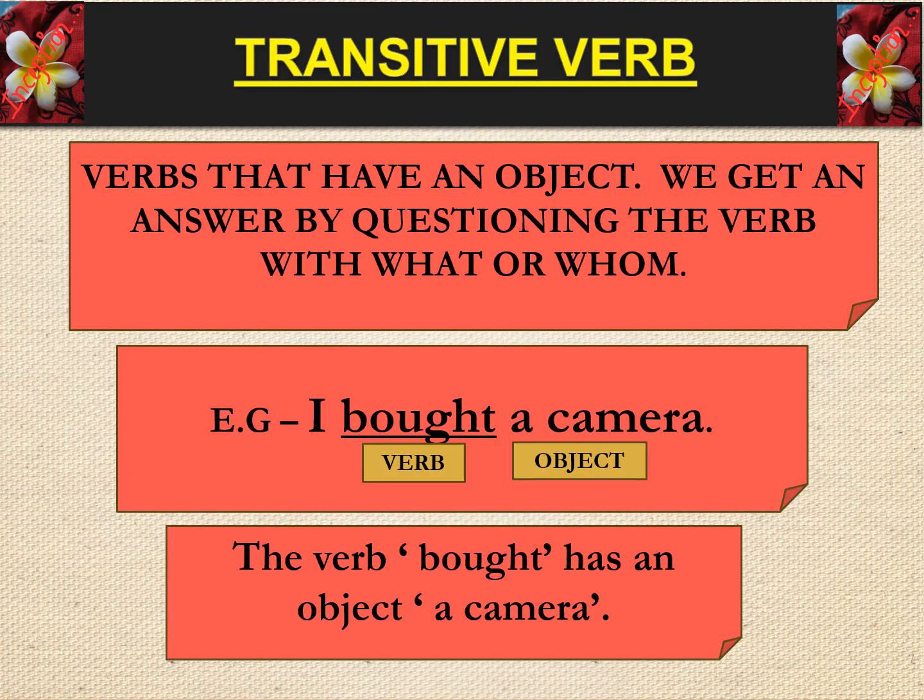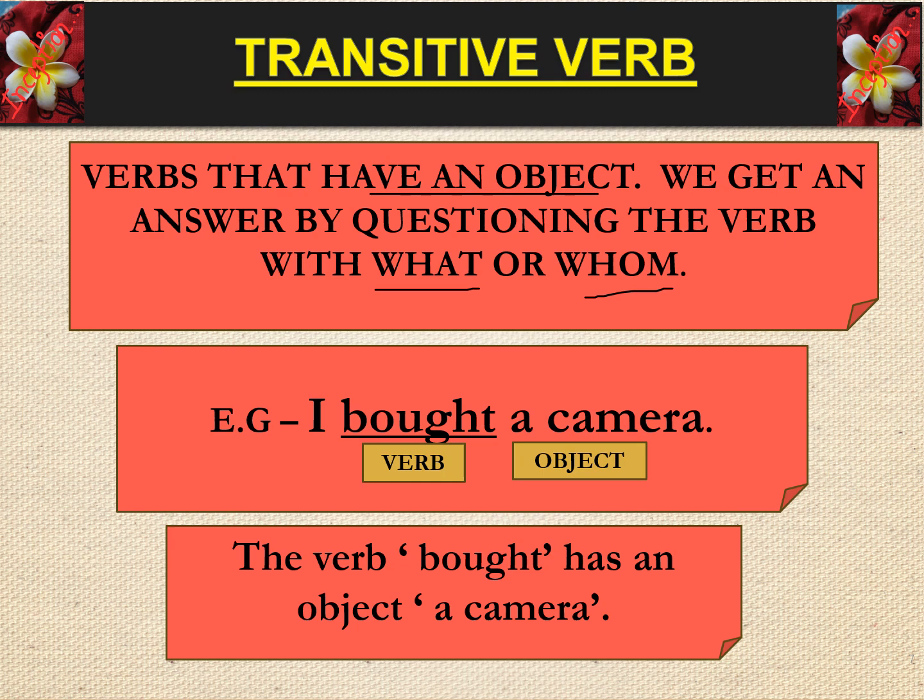Now, transitive verb. What are transitive verbs? Verbs that have an object. This one is the main theme of transitive verb. That verb will have an object. We get an answer by questioning the verb with what and whom. If we ask the subject, verb, with what and whom, then we will get an answer.